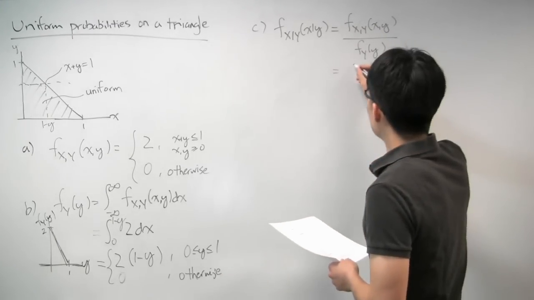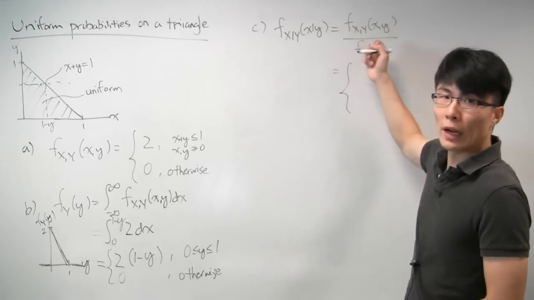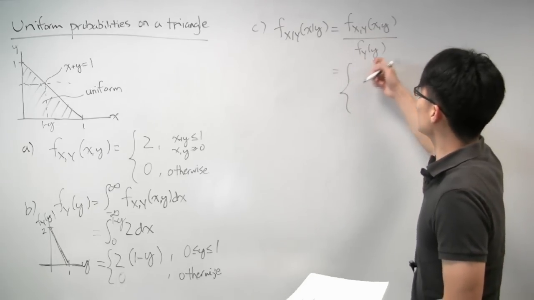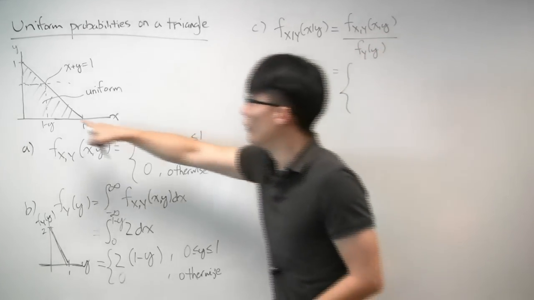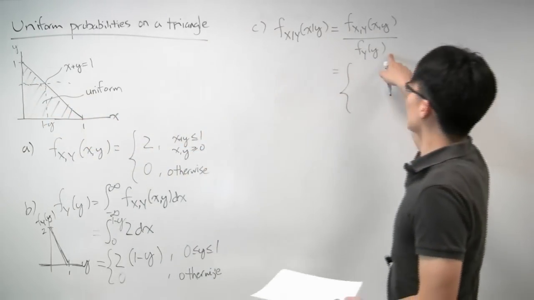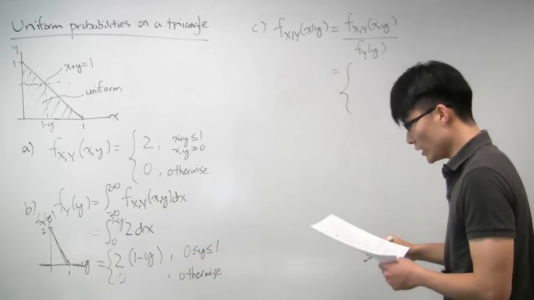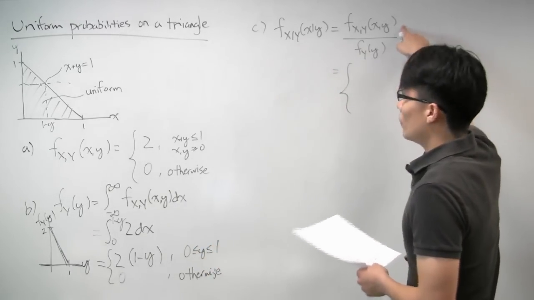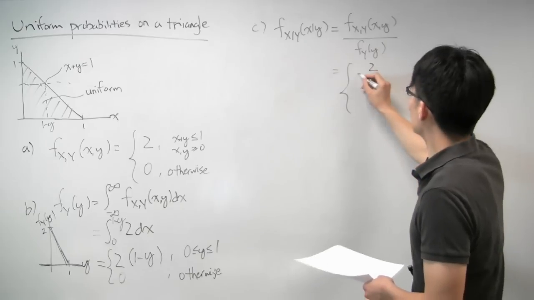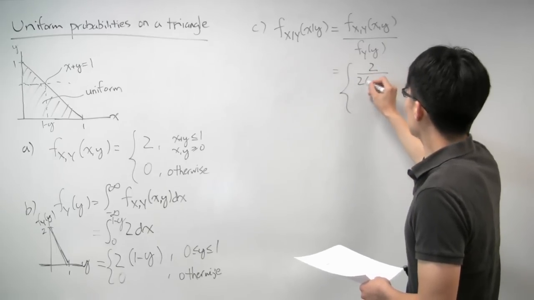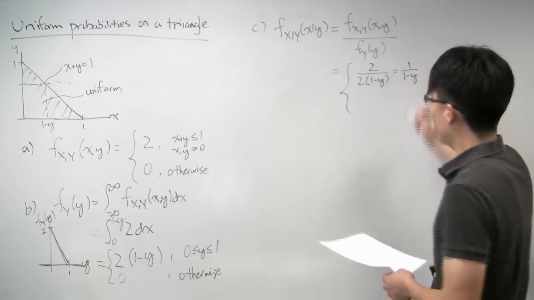Though, again, the thing that you have to be careful about here is the ranges of x and y where these things are valid. Because this is only non-zero when x and y fall within this triangle, and this is only non-zero when y is between 0 and 1. And so we need to be careful. So the top, when it's non-zero, it's 2. And the bottom, when it's non-zero, it's 2 times 1 minus y. All right, so we can simplify that to be 1 over 1 minus y.